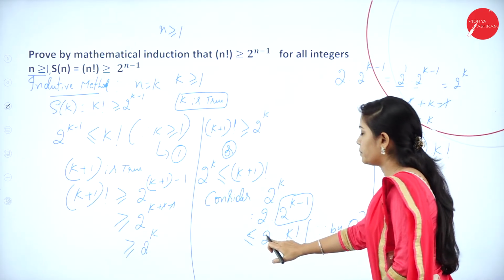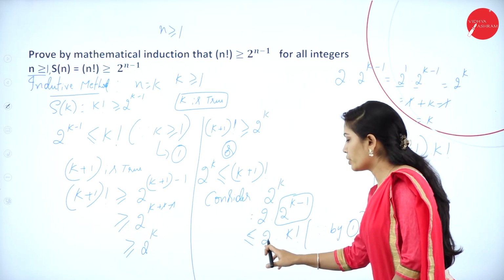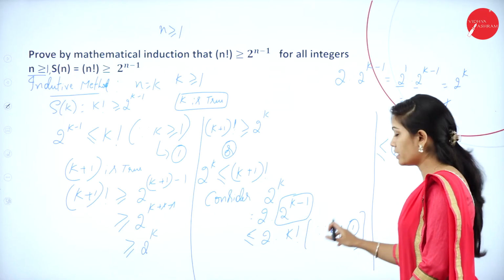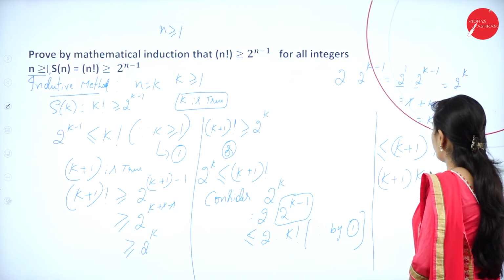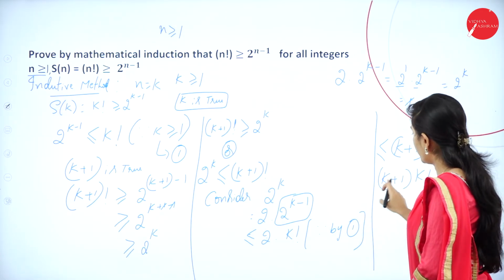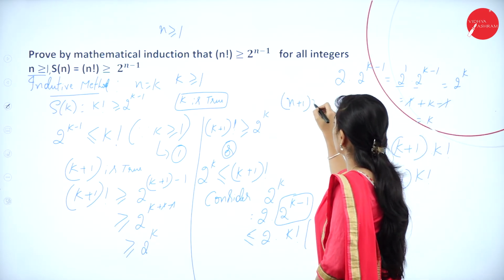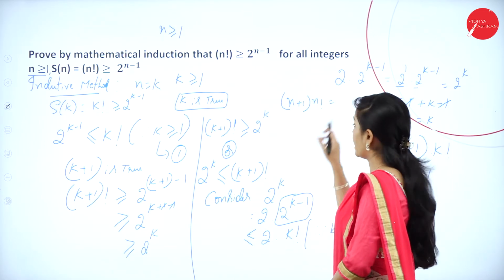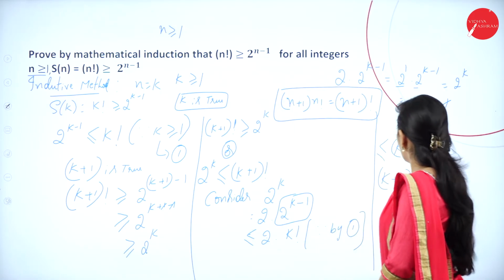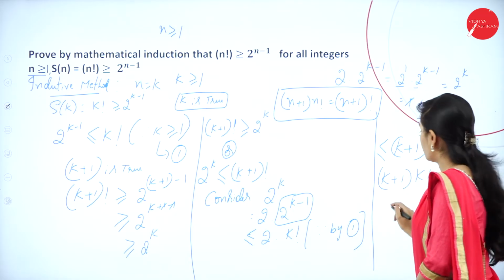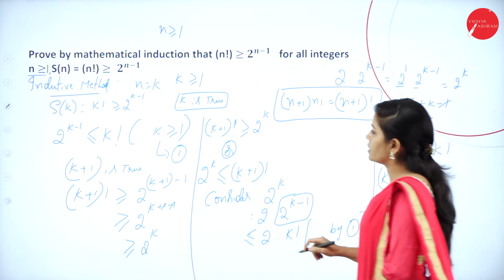So here I have replaced this 2 by k plus 1. Here less than or equal to 2 into k factorial is there. By equation number 1, I can write this as k plus 1 into k factorial. So now this is in the form of n plus 1 into n factorial. So we have one formula: n plus 1 into n factorial, I can write as n plus 1 factorial. So by using this rule, I'll substitute k plus 1 into k factorial, and I can write k plus 1 factorial. So this is your RHS value.